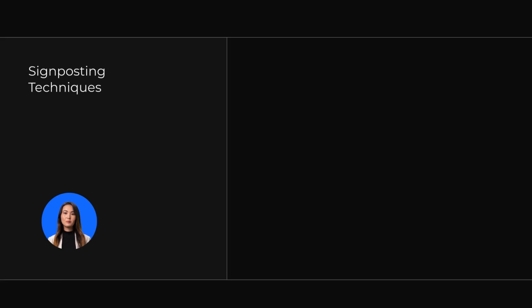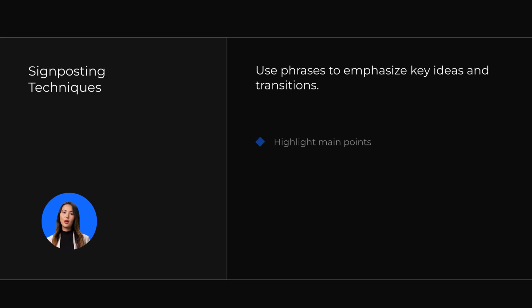Signposting involves using specific phrases to emphasize important ideas and transitions. It helps students stay oriented during a lecture. Phrases like "the main point is," "to summarize," and "next let's look at" are effective tools. Use these to underscore significant points and guide students through transitions. Signposting ensures clarity and aids in comprehension.